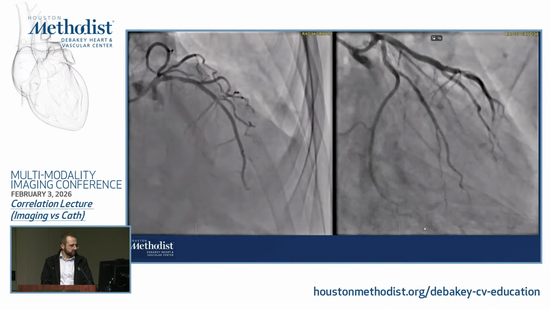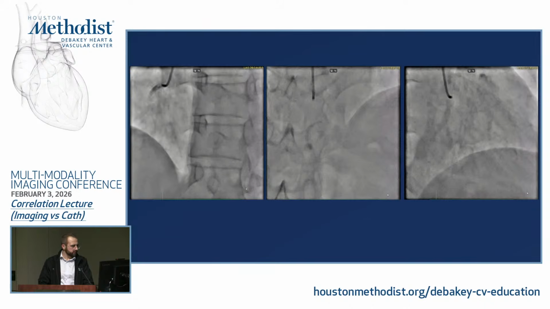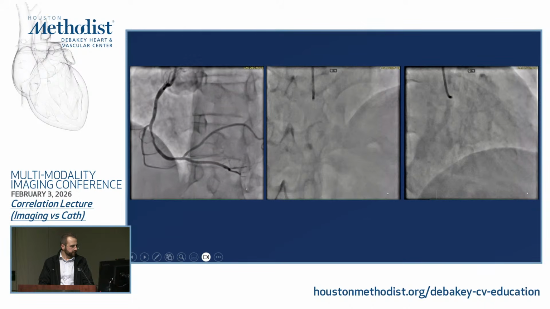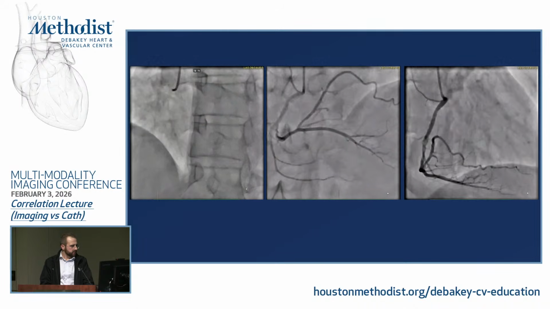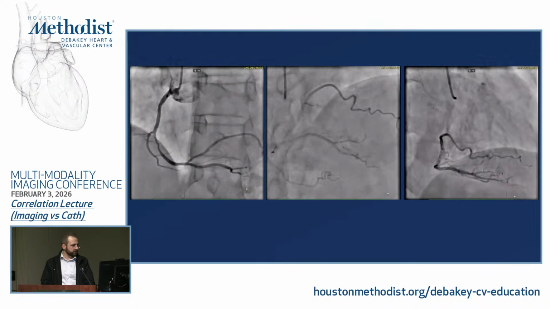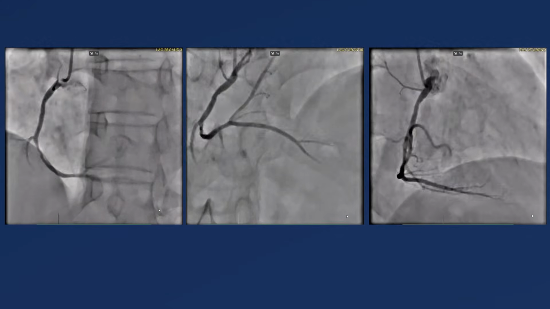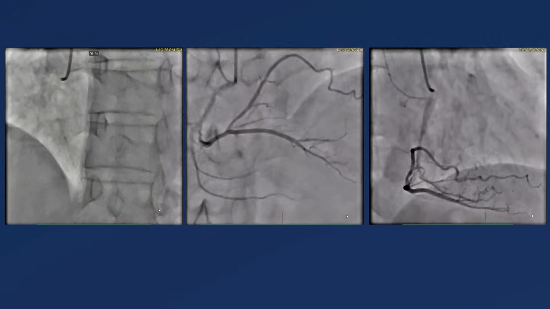Now I'm going to show you the right coronary artery. So this one, they called it 50 to 60%. They did IFR for this one, and it was negative, 0.98.